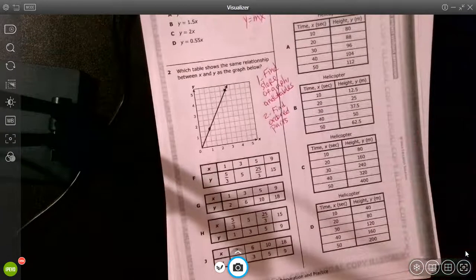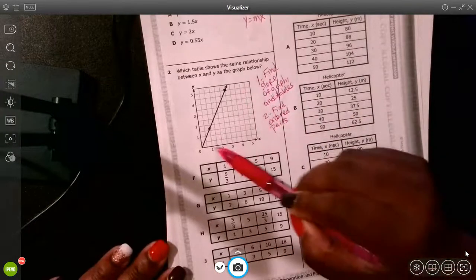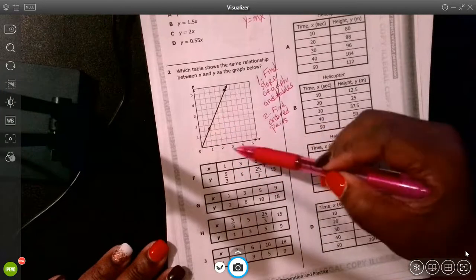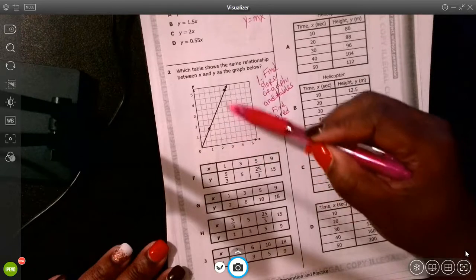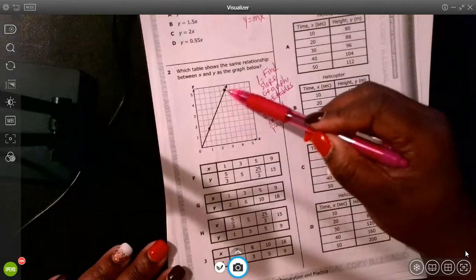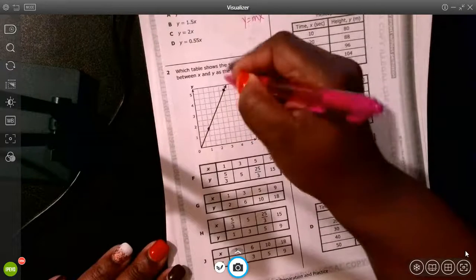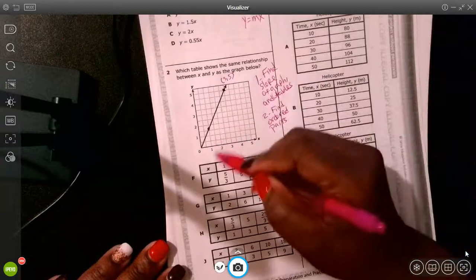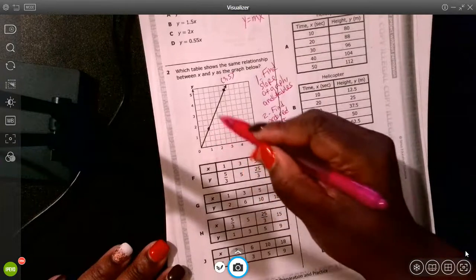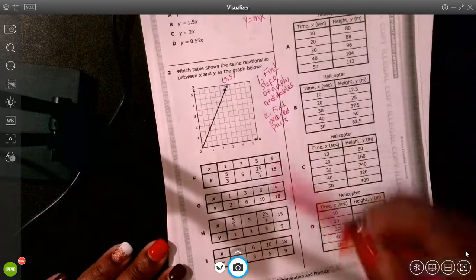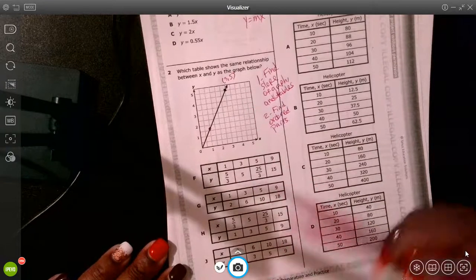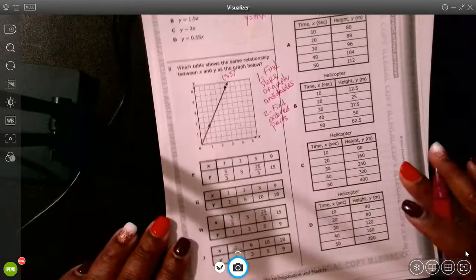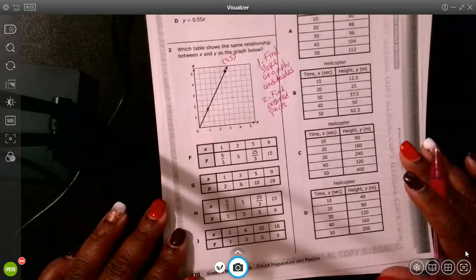But let me tell you what I do. I like to look along the x and see if there's any time my x is touching the graph at a whole number. Wow, it is right here at 3, 5. And so I will then look to see if I can find 3, 5. 3 is my x and 5 is my y. That should help me narrow down my answer choices.